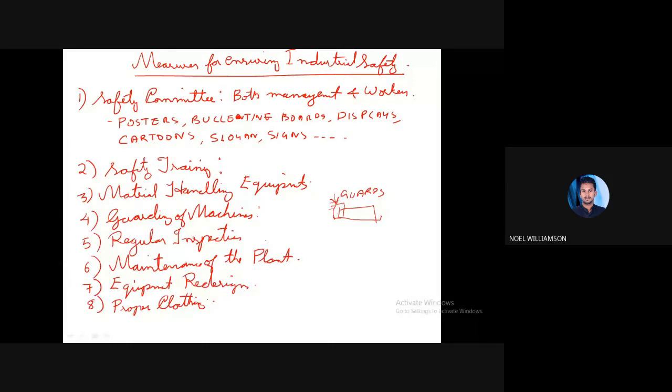So in order to work in any industry, there should be a proper clothing that includes the protective things like hand gloves, mask, helmet, safety footwear, etc. So these all are included in the proper clothing. So these should be used for the safety.